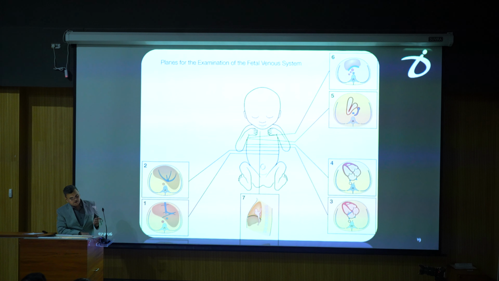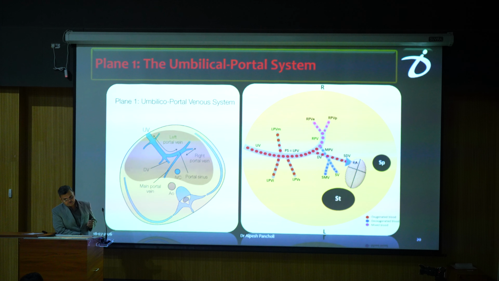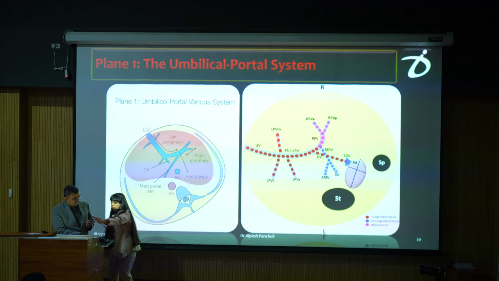So we require different planes for evaluation of the venous system. So we will see one by one. So the first plane, that is the umbilicoportal system. So this is the same view as the abdominal circumference view.